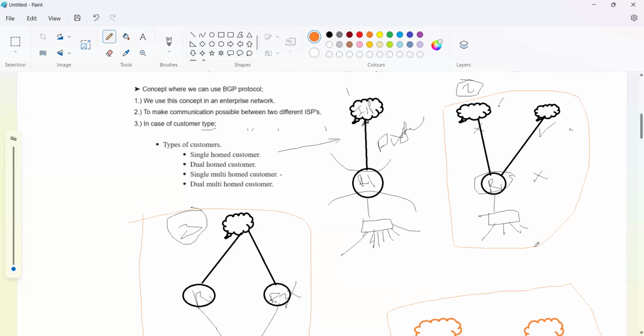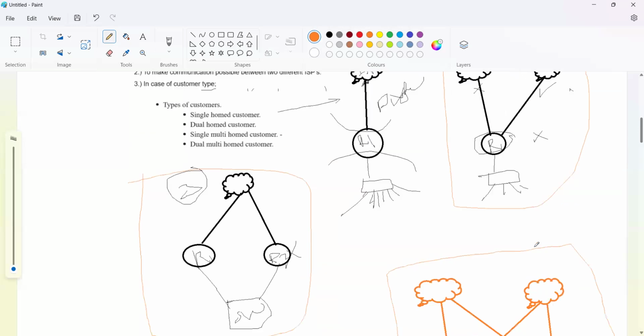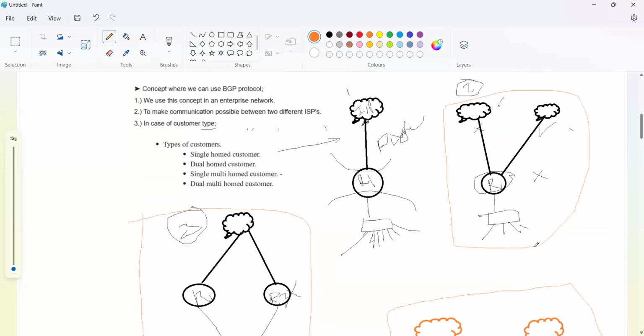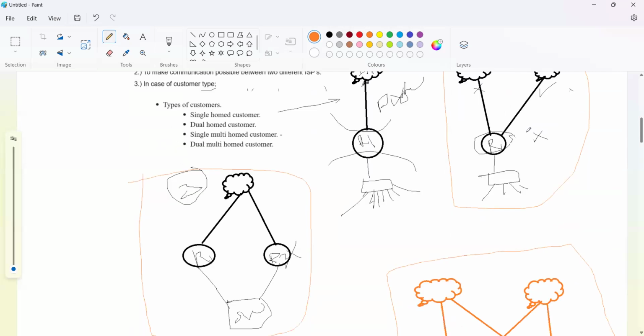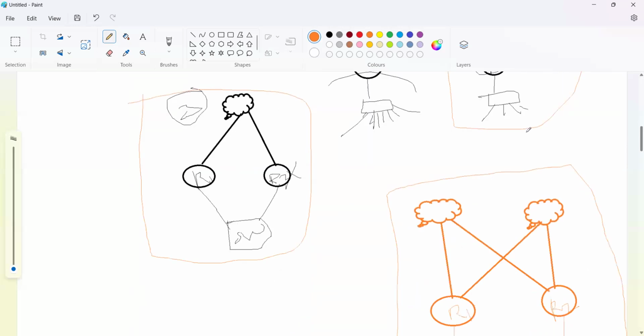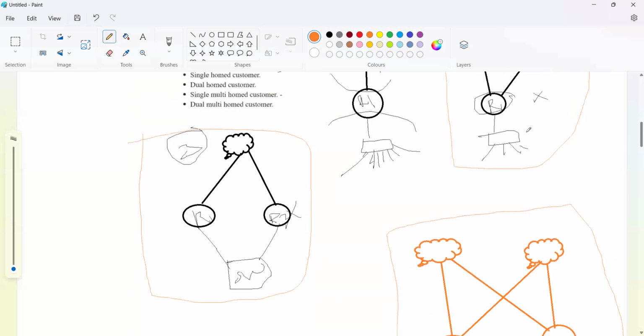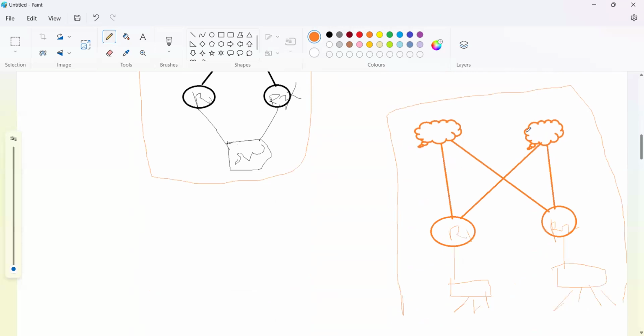But in this case BGP is not required. If you are using it, also no issue. But we have four types of customers: single homed customer, dual homed customer, third one is single multi-homed customer, and fourth one is dual multi-homed customer in BGP. We have four customer types.